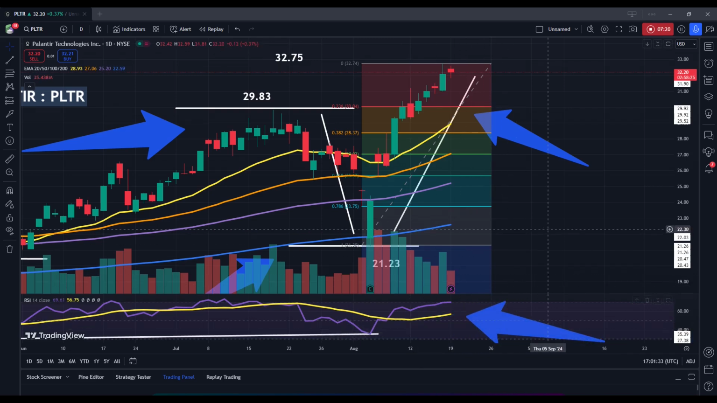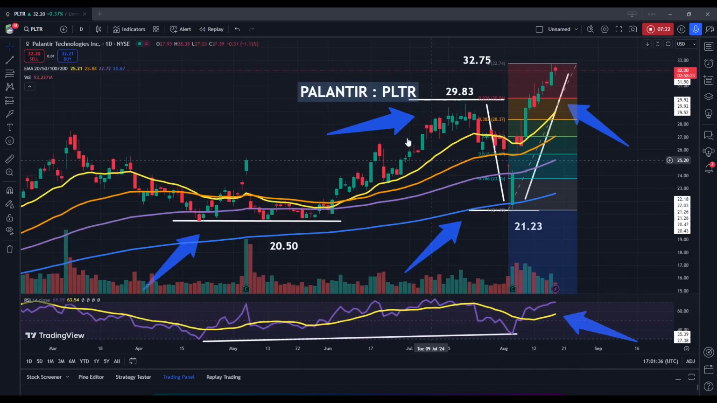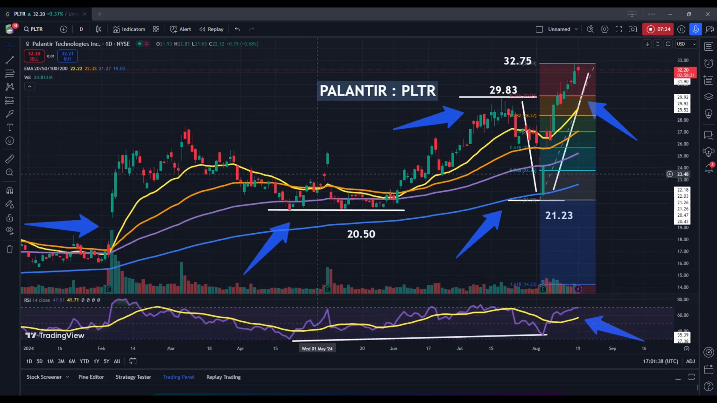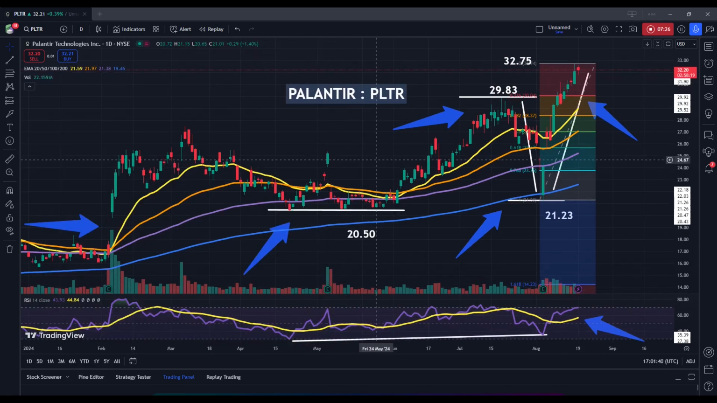So, there are plenty of examples of this happening in the past. I could look longer term on this chart, pull out to longer term time frames and show many examples of that happening with this stock. It has happened many times with Palantir. So these are factors that need to be watched for going forward.